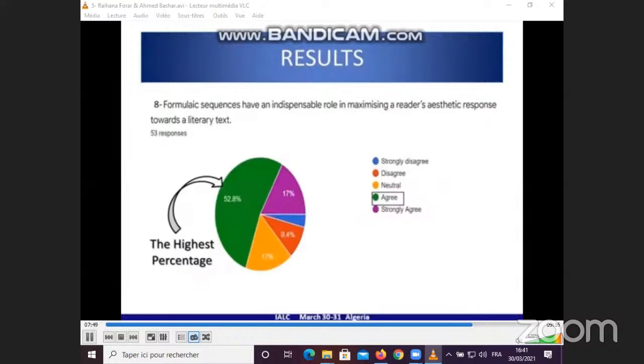This pie chart shows a sample from the results of one of the items of the questionnaire. As you can see, the highest percentage of the respondents, which is 52.8%, agreed on the idea that formulaic sequences can maximize EFL readers' aesthetic response towards the literary text.